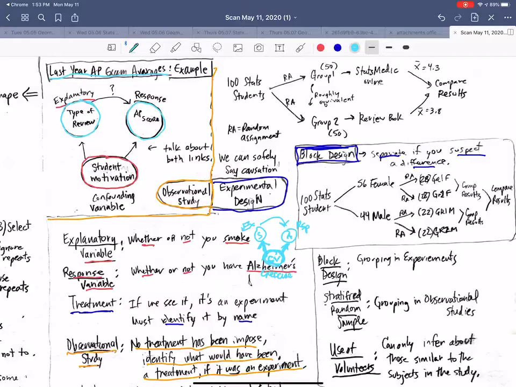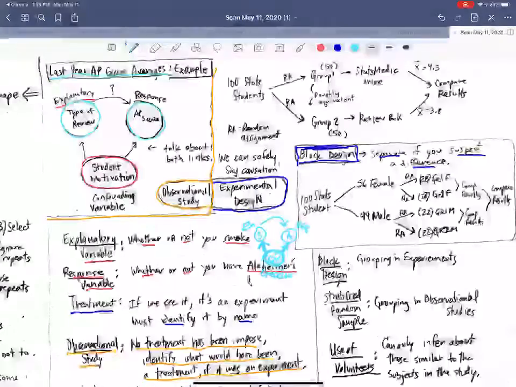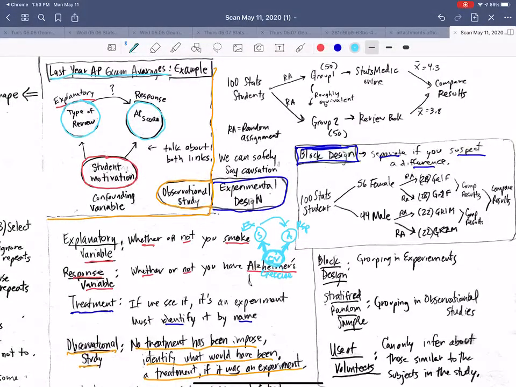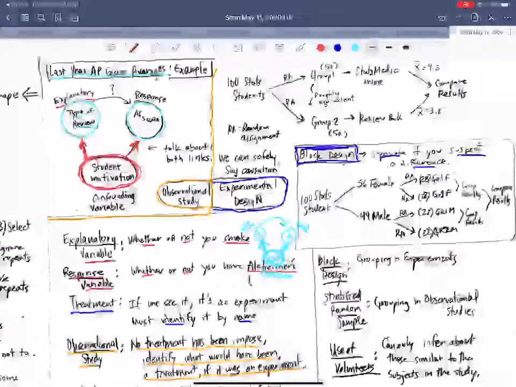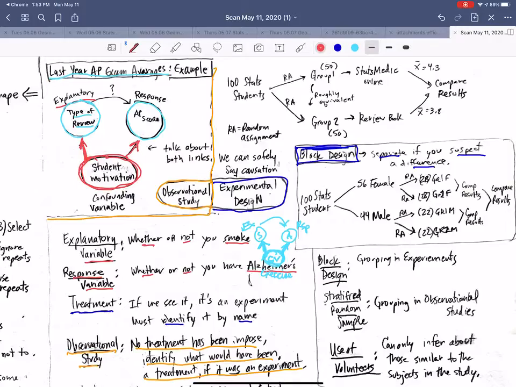So this would have to be an observational study. There wasn't a treatment. The treatment would have been the type of review they used, but it wasn't imposed on them. And so that was an observational study. Now they identified what could have been a confounding variable. So notice the confounding variable would have to be something you have a sneaky suspicion would influence both the explanatory and the response. So maybe, based on their observational study, they noticed that there was a much higher review passage rate when the students used the online versus the book.